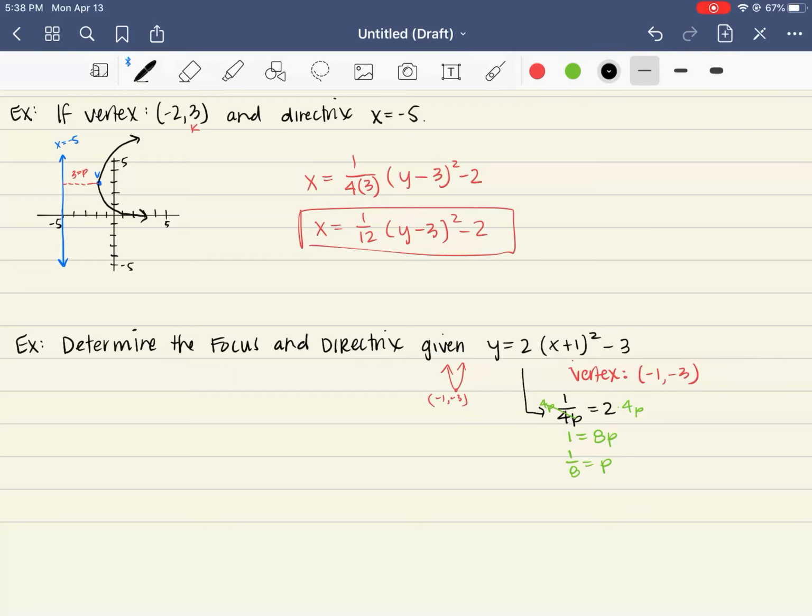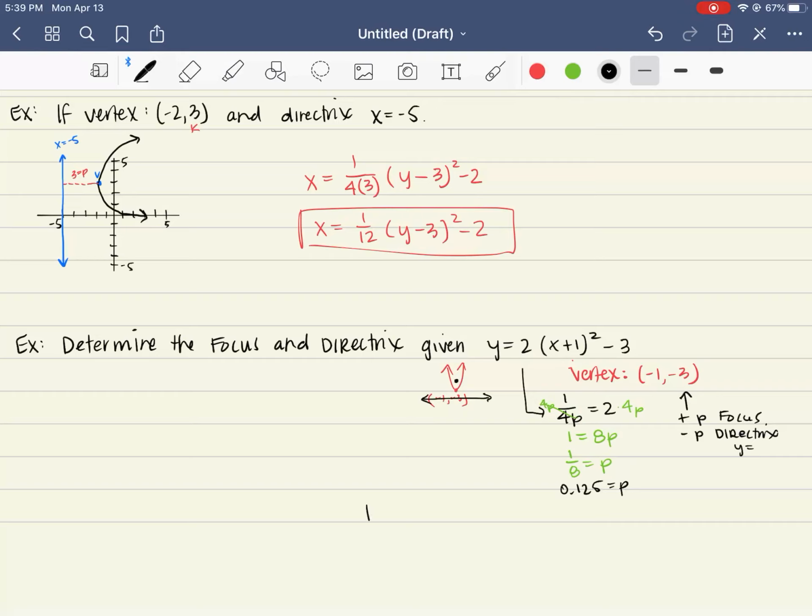So you do need to look back and decide. Notice that the focus is above the vertex, okay? Above and below is your y value, so you're going to add p if you want to find the focus, and the directrix must be underneath the parabola, so you're going to subtract p, and that will take you down to the directrix value. Okay, and directrix is y equals, because it's a flat line. So you can either add 1/8 if you're more comfortable with decimals. This one is a nice decimal, right? 1/8 is the same thing as 0.125.